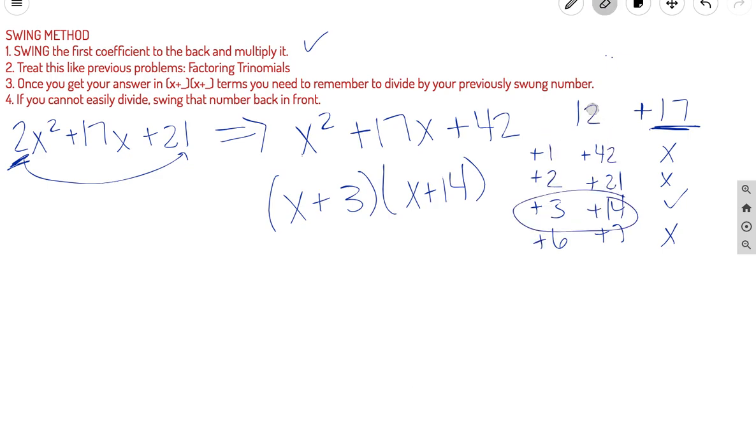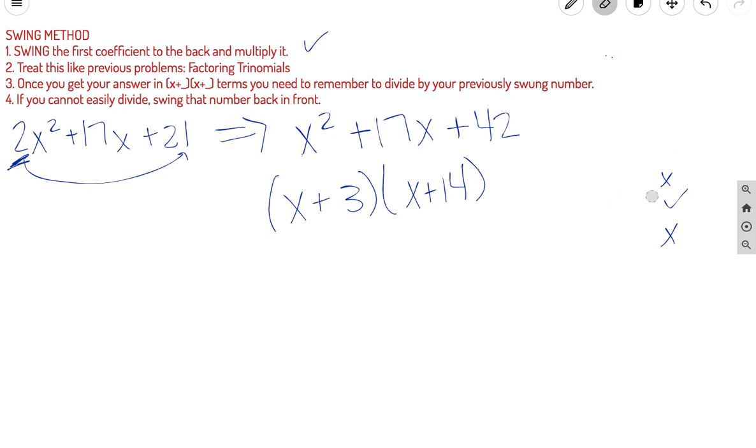So for space, I'm going to erase this. Okay, you do not have to erase anything on your paper. You should be showing me all the work. So we finished step 2. Now, once you get the answer in 2 sets of parentheses, you need to remember to divide by the previously swung number. So remember, we previously swung the 2 in the back to be multiplied. So now we need to divide by 2. If we originally multiplied by 2, we need now to divide by 2.